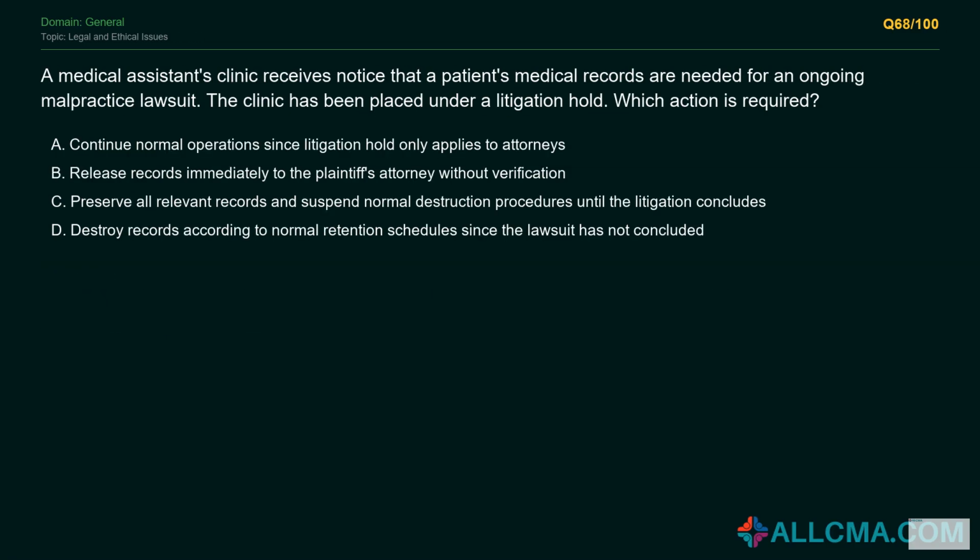Question 68. A medical assistance clinic receives notice that a patient's medical records are needed for an ongoing malpractice lawsuit. The clinic has been placed under a litigation hold. Which action is required? Option A, continue normal operations since litigation hold only applies to attorneys. Option B, release records immediately to the plaintiff's attorney without verification. Option C, preserve all relevant records and suspend normal destruction procedures until the litigation concludes. Option D, destroy records according to normal retention schedules since the lawsuit has not concluded.